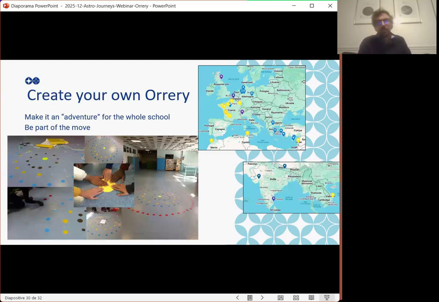Okay. So my proposition is to make it an adventure for the whole school, because if it takes 3 years, you can take many different classes and all of them will draw one orbit, little by little. And every school that has done it, it really created an adventure for the school. Here you see some nice pictures.